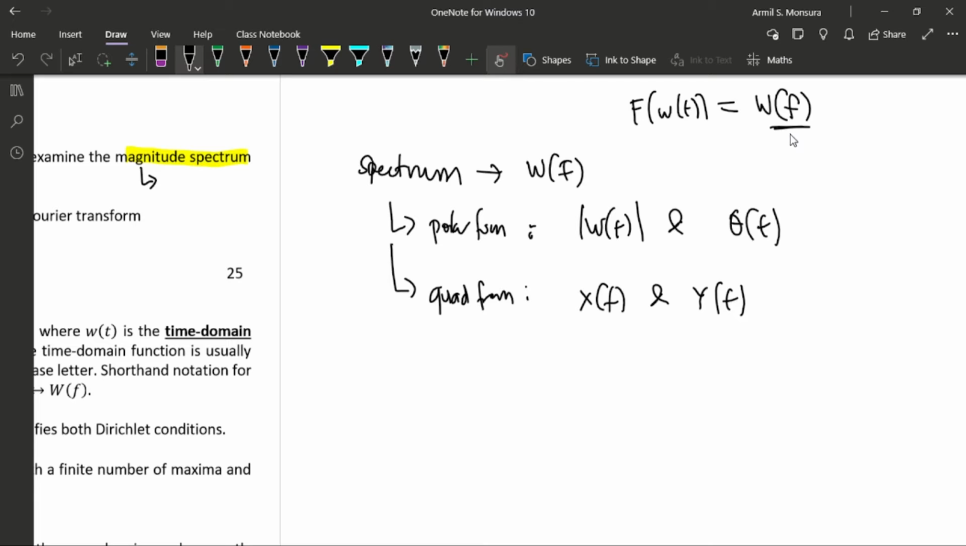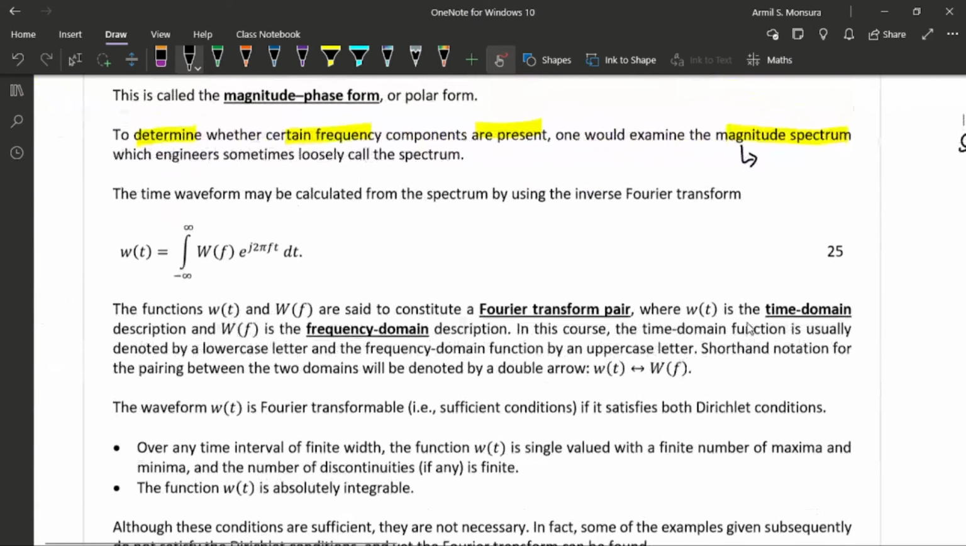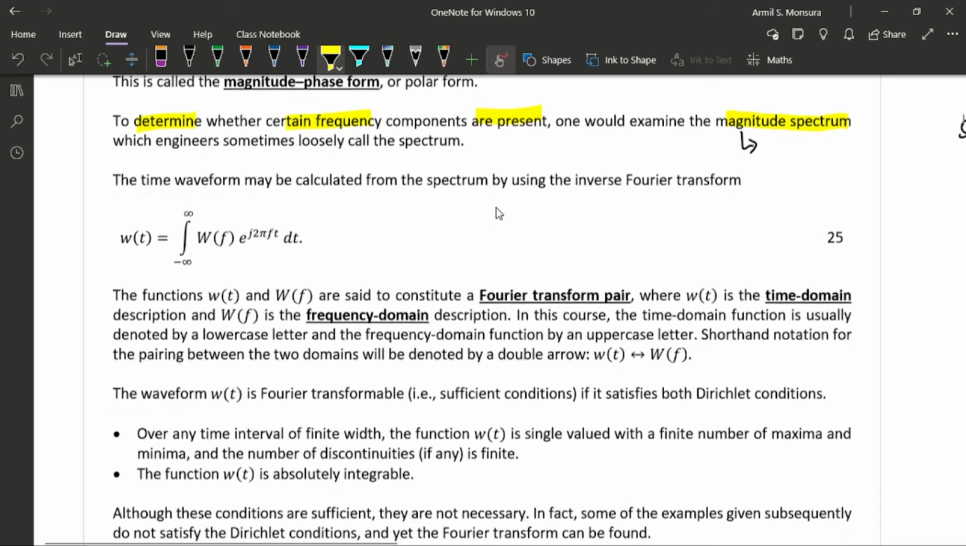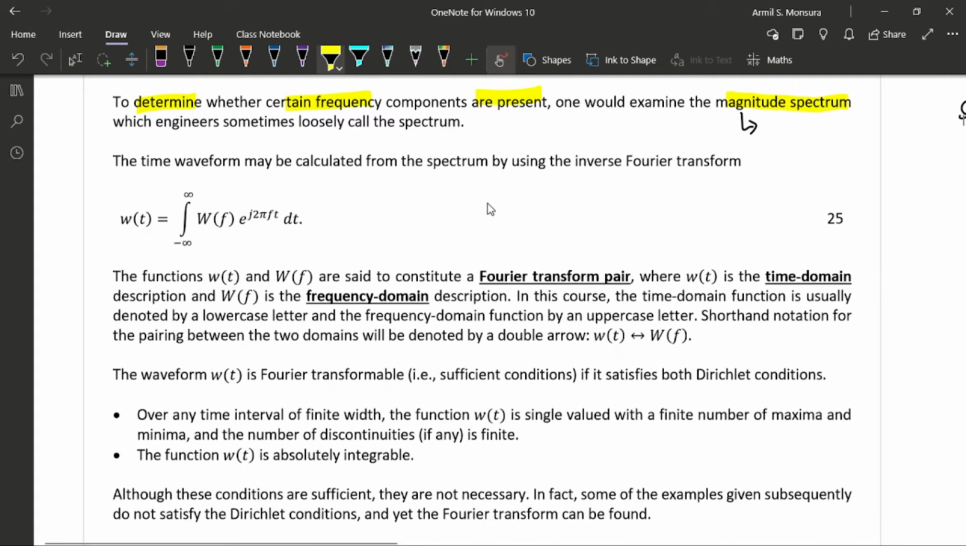Okay? So now the spectrum may pertain to, when it's written in polar form, the magnitude and the phase spectrum. Or when it's written in quadrature form, it may refer to its real component and the imaginary component. Doon magiging specific tayo din. Now the time domain waveform may be calculated from the spectrum by using the inverse Fourier transform. So this is now the formula, or the integral, that gives you the inverse Fourier transform.